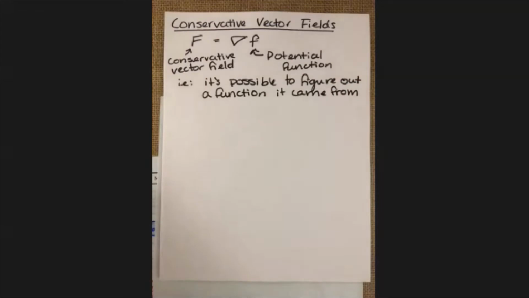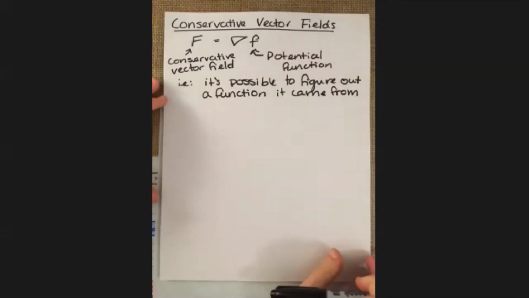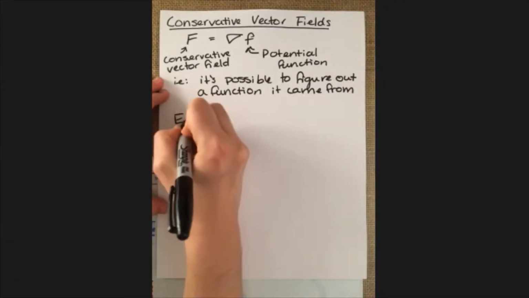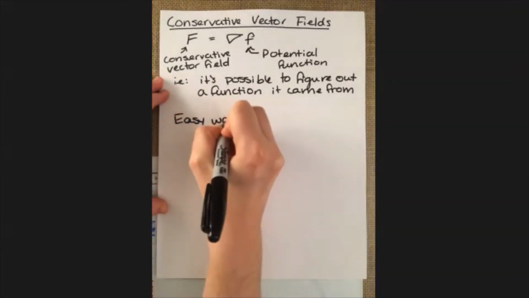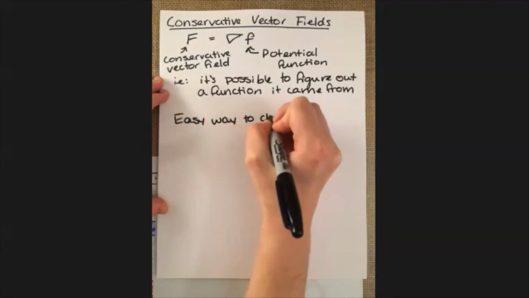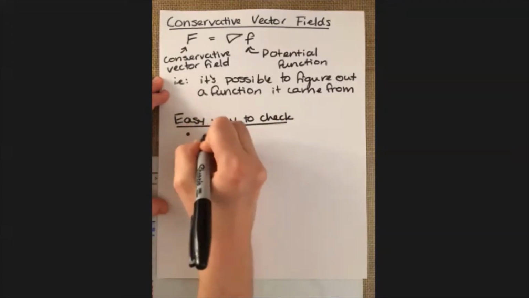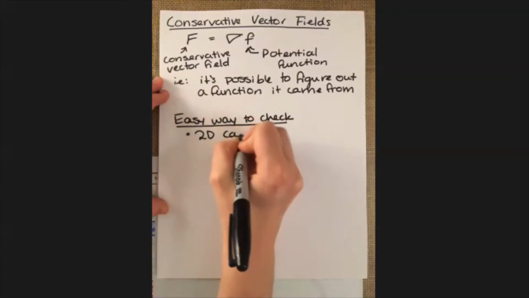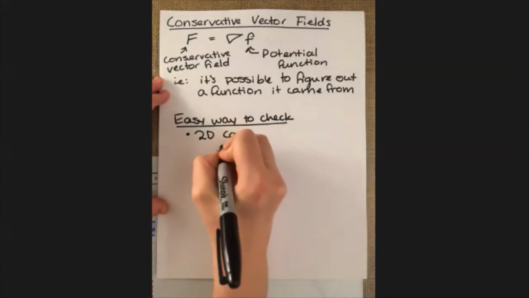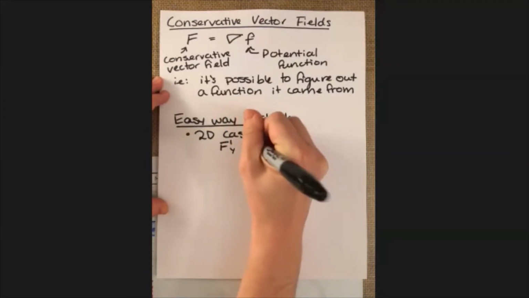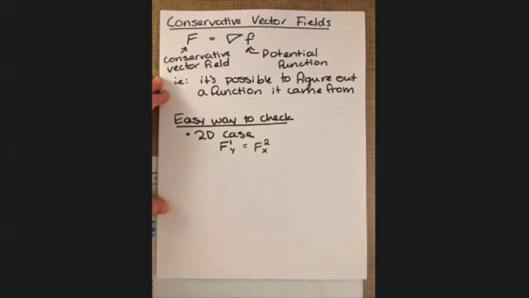Okay, and there's an easy way to check whether or not we're able to do this, whether or not it has this really nice property, and that is, in the 2D case, we look for f1, its partial derivative with respect to y, to be equal to the partial derivative with respect to x for its second component.